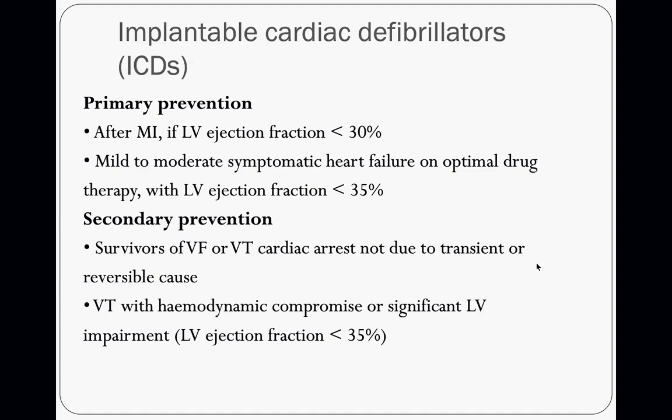While the implantable cardioverter defibrillator is used for primary prevention of ventricular tachycardia after MI if the LV ejection fraction is less than 30, or in mild to moderate heart failure on optimal drug therapy with LV ejection fraction less than 35. It is also used for secondary prevention in patients who have survived a VF, VT or cardiac arrest not due to a transient or reversible cause, and VT with hemodynamic compromise or significant LV impairment.